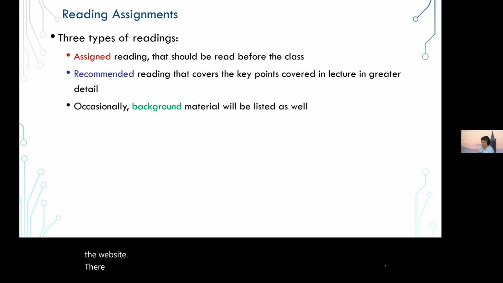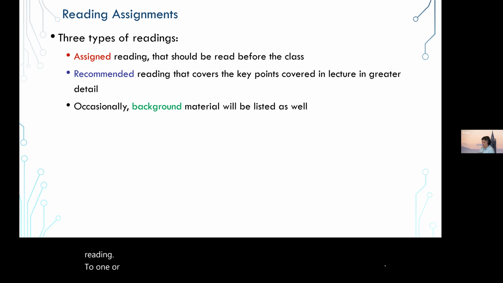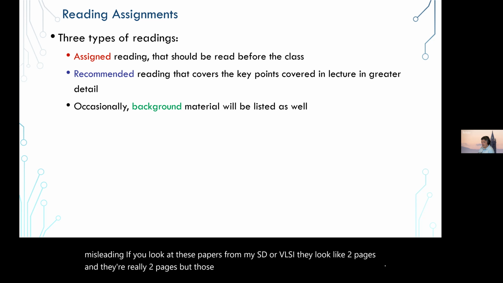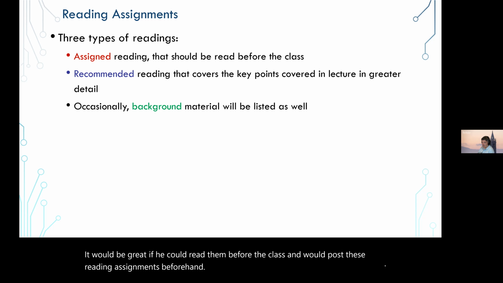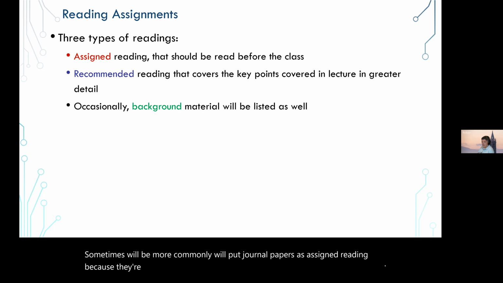There is a lot of reading that we do in this class. Sometimes you'll find out that it's way too much. We will limit the assigned reading to 1 or 2 papers per lecture. Now, keep in mind that sometimes this may be misleading. If you look at these papers from ISSCC or VLSI, they look like 2 pages, and they really are 2 pages, but those are really dense 2 pages where every sentence has some kind of a weight. It would be great if you could read them before the class, and we'll post these reading assignments beforehand. More commonly we'll put journal papers as assigned reading because they're helpful. They explain things in a bit more detail.